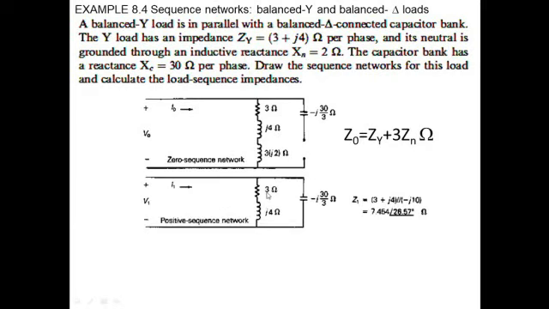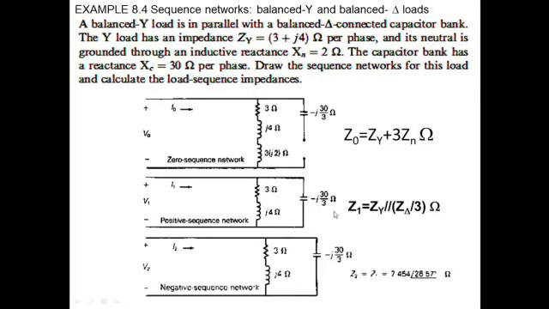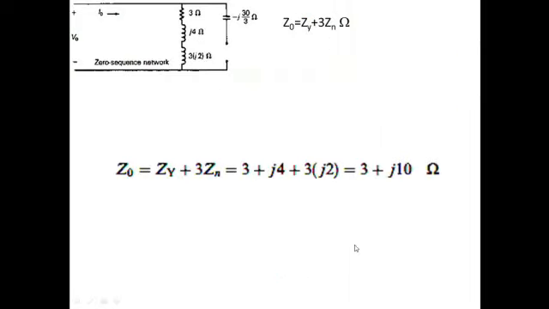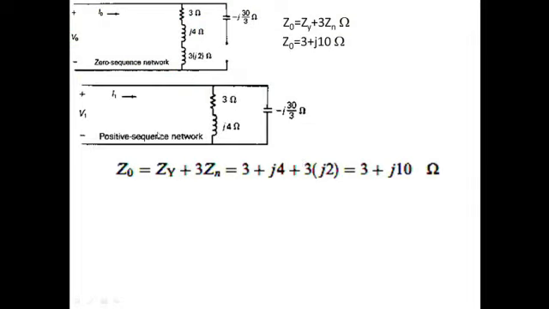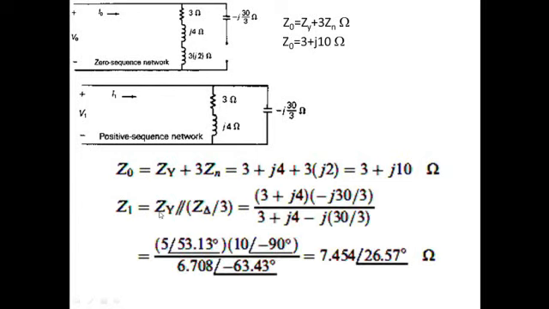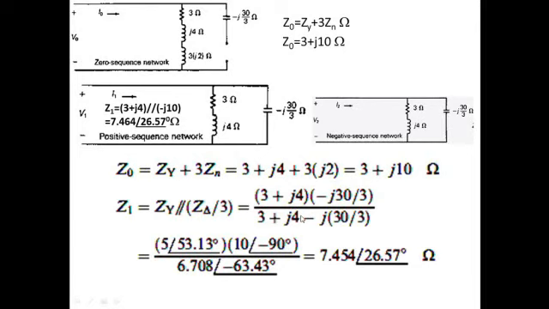For the positive sequence network, we have 3 plus 4j, and similarly 30 by 3. As these two are in parallel, we can simply calculate this relation by calculating this parallel. Similarly, for the negative sequence network, it is again the same, and we calculate it using the parallel components. The zero sequence is the summation of ZY plus 3 into Zn. The positive sequence component is the combination of this and this in parallel, so we calculated them in parallel. Similarly, for the negative sequence component, we have the same equation.